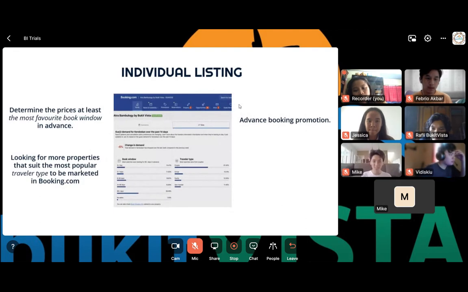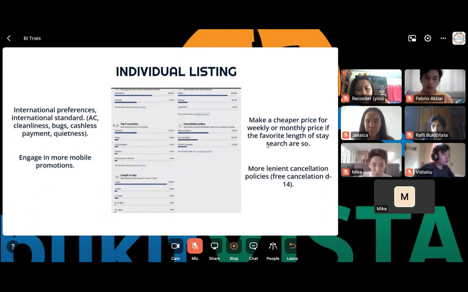And next, Bukit Vista has around 68 properties listed on Booking.com, and the individual listing that I took is from Atra Bambology. From the analytics, we can see several statistics: the book window, traveler type, the origin of the travelers, the engines that they use to search, the top 5 countries, cancellation policy, and the length of stay.